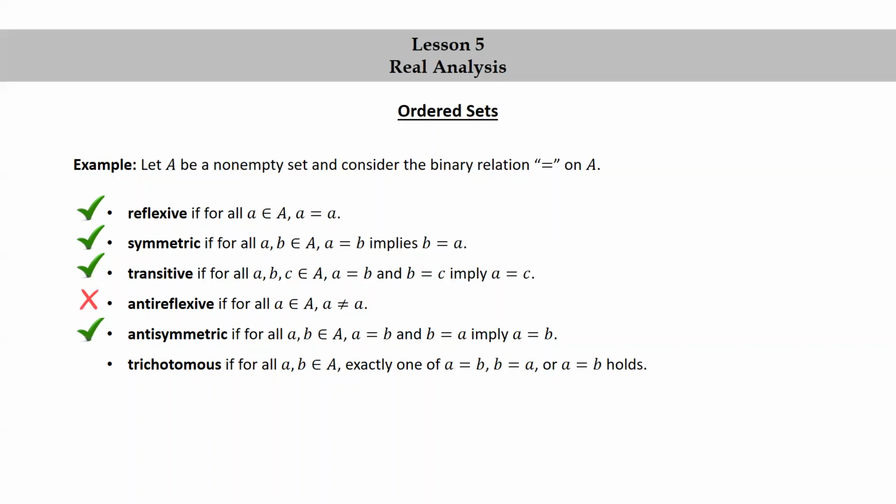Trichotomous: for all A, B, exactly one of A equals B, B equals A, or A equals B holds. That's not true.